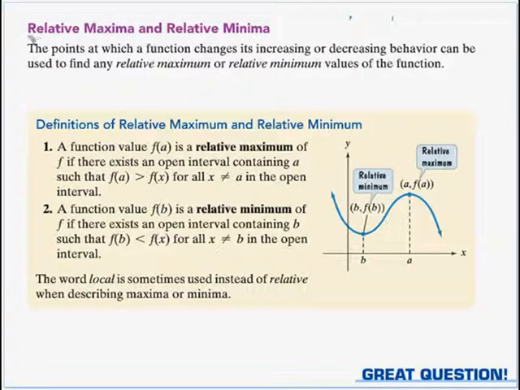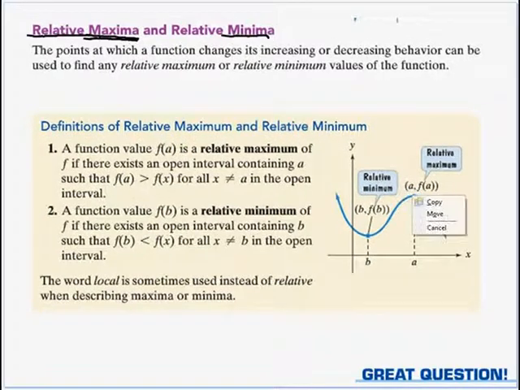Now the next topic, relative maxima and minima. Those are just peaks and valleys. A maxima is going to be the peak of a little hill. A minima is going to be the bottom of a valley. So our official definitions here in the box: a function value f of a is a relative max of the function f if there exists an interval containing a such that f of a is greater than all f of x's right around it. Again, f of a is greater than f of x, and a is that peak. So right here would be our relative max.